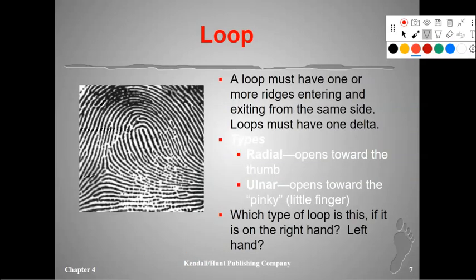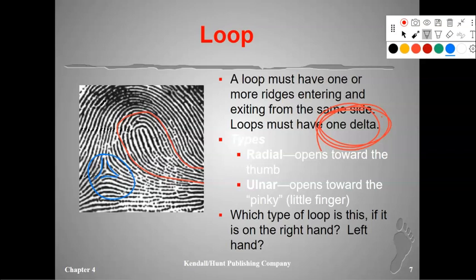All right, next is a loop, and a loop has at least one line that comes in and out the same side, and they have one delta. That's really important. So see if you can find the delta on this. Pause for a second to do it. It's right here. You can see the lines here, here, here. All right, so one delta is a loop.